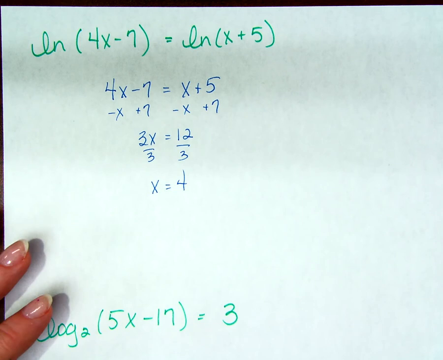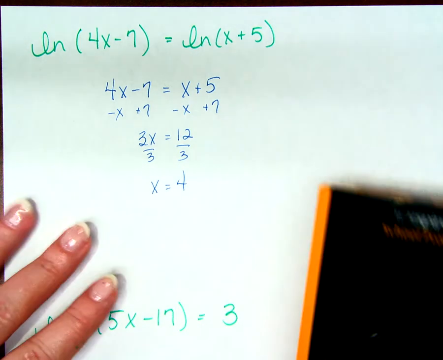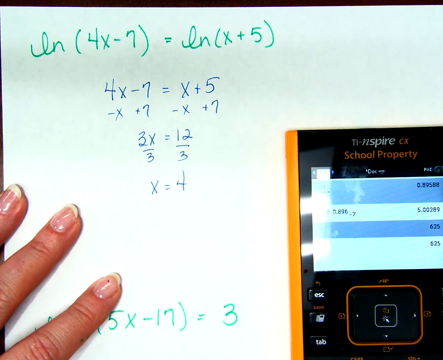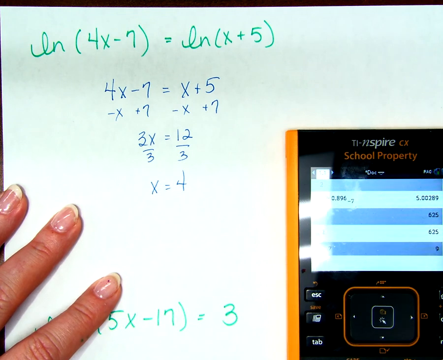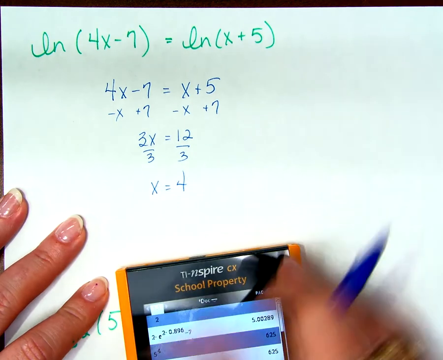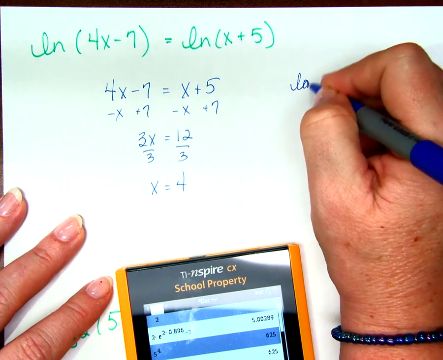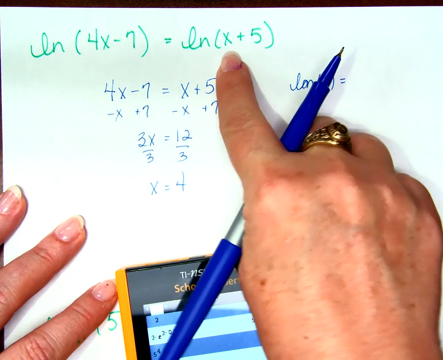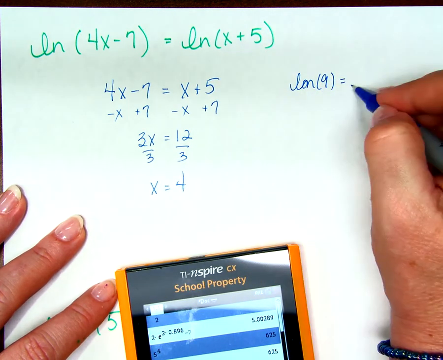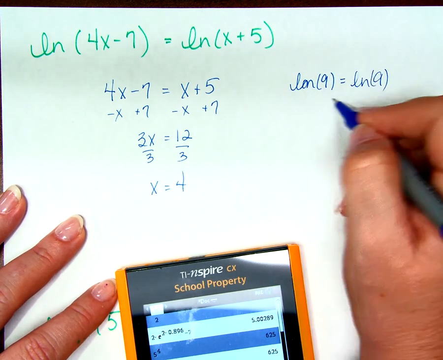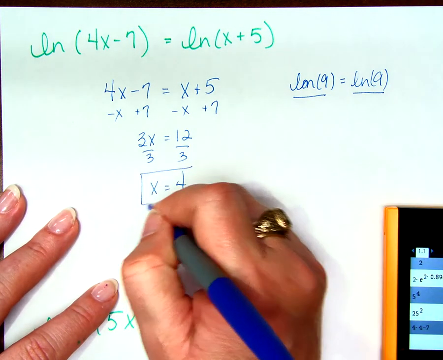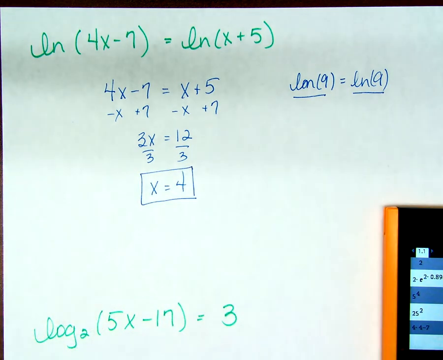Okay? Now when I go to check this answer, which is what we always like to do just to make sure our work is correct, we say 4 times 4 is 16, minus 7 is 9. Now I don't know what the natural log of 9 is, and at this point it doesn't matter, because over here I get 4 plus 5, and that is the natural log of 9. And what's important to know is that the natural log of 9 does equal the natural log of 9, so I know that this is the correct answer with confidence.